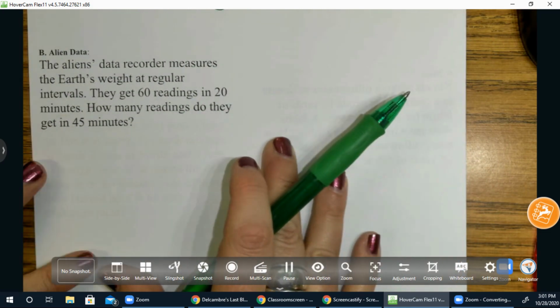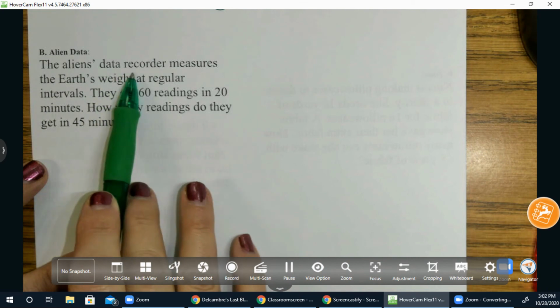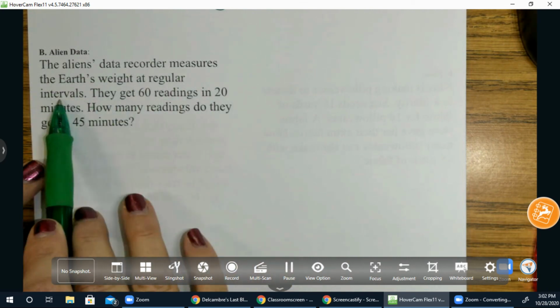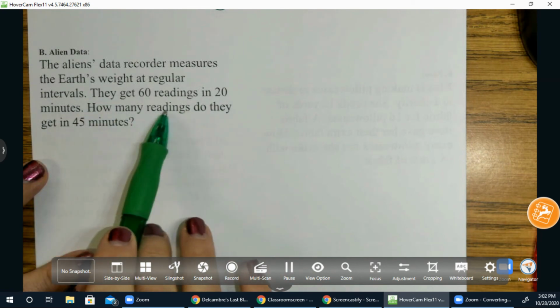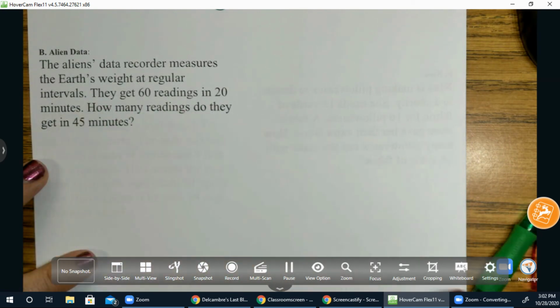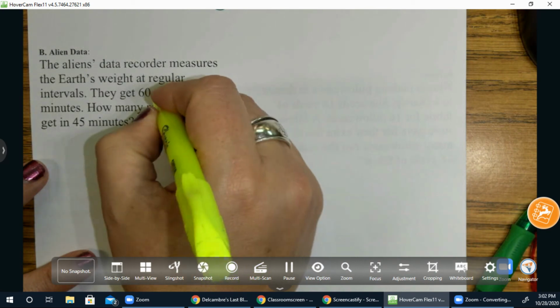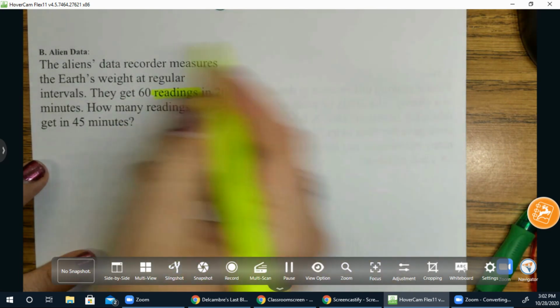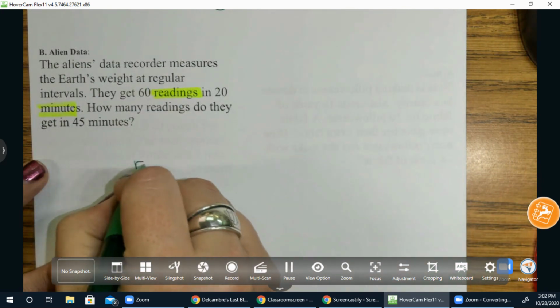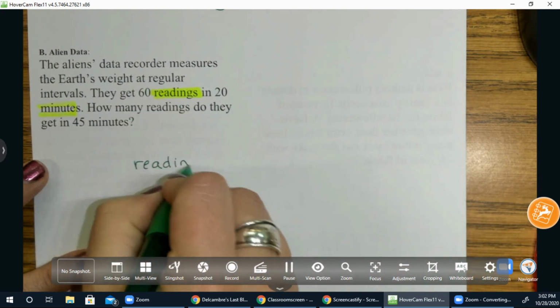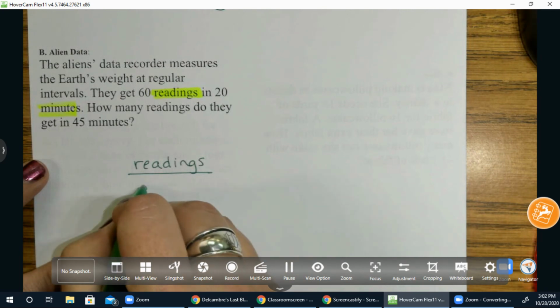Again, this one's another alien question. The alien's data recorder measures the Earth's weight at regular intervals. They get 60 readings in 20 minutes. How many readings did they get in 45 minutes? So I'm comparing 2 things again. I'm comparing readings and minutes. So I'm going to write that down.